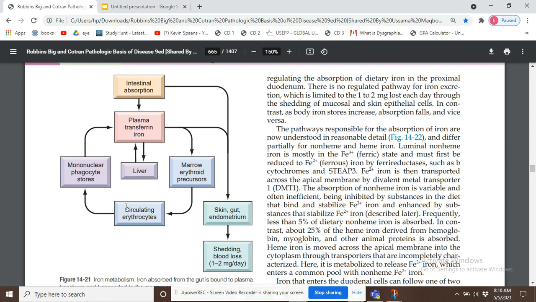This iron is going to the marrow erythroid precursor for the synthesis of hemoglobin. It is also going to the liver, where it is stored in the liver parenchyma cells, or also into the phagocytes in the spleen and bone marrow.